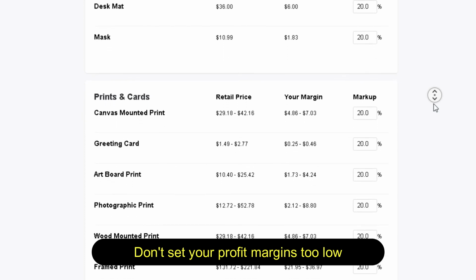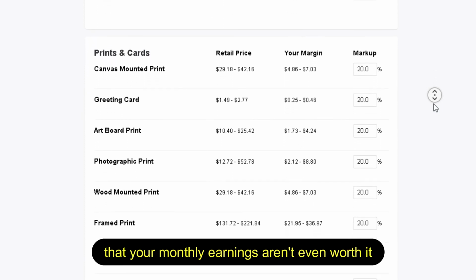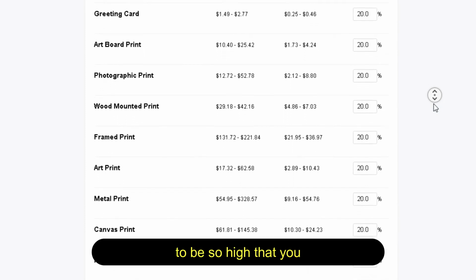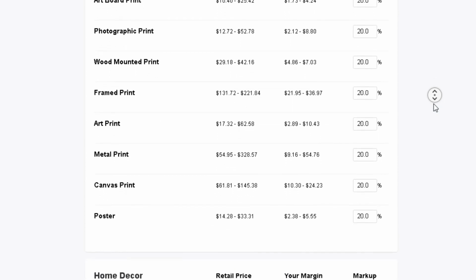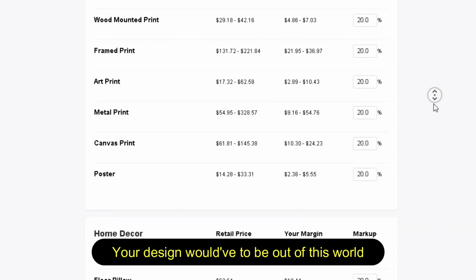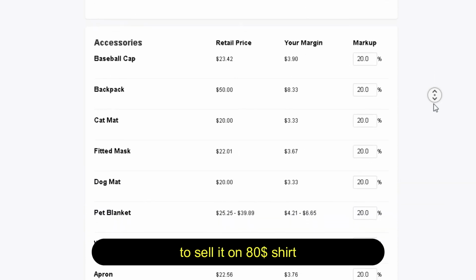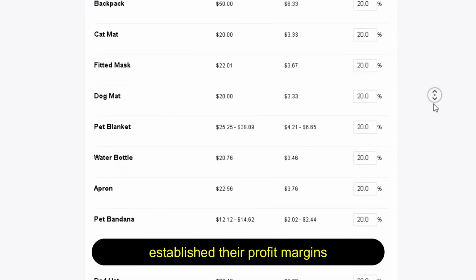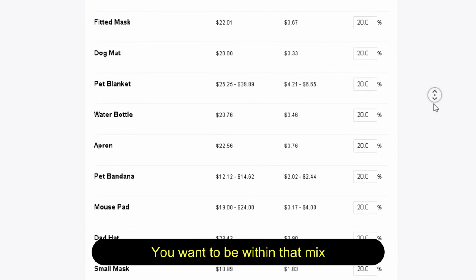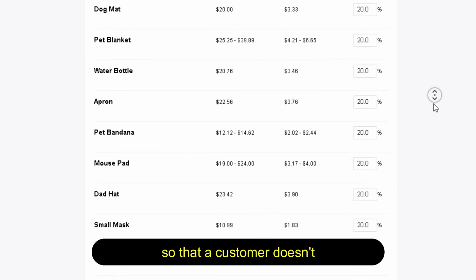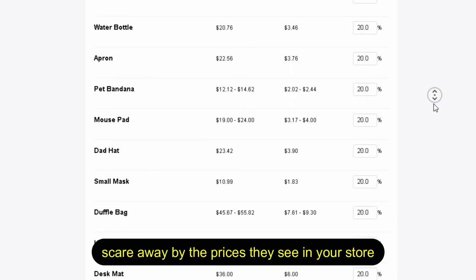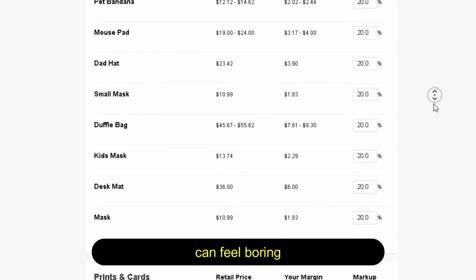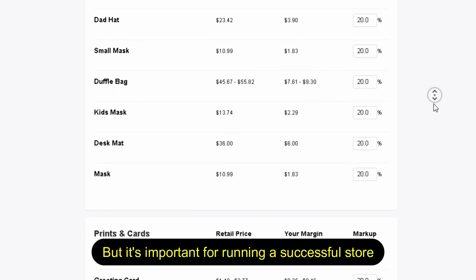Don't set your profit margins so low that your monthly earnings aren't even worth it. And also, you don't want your profit margins to be so high that you scare away all of your customers. Your design would have to be out of this world to sell it on an $80 shirt. Do some research and see how other successful sellers have established their profit margins. You want to be within that mix so that a customer isn't scared away by the prices they see in your store. Setting your prices in your Redbubble store can feel boring, but it's important for running a successful store.